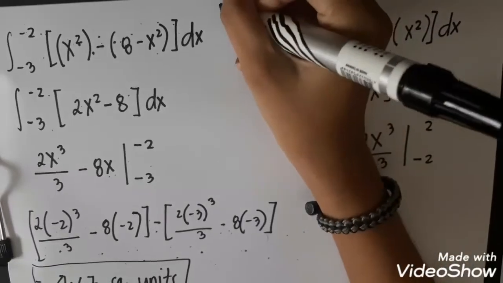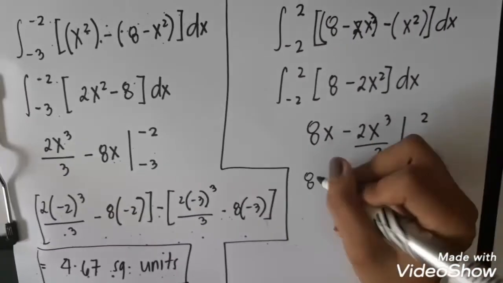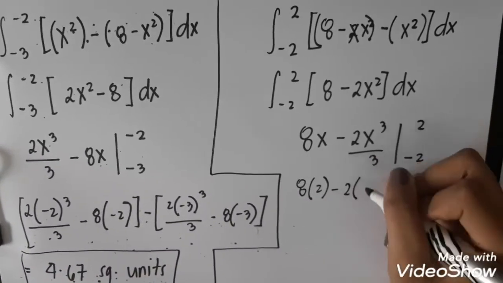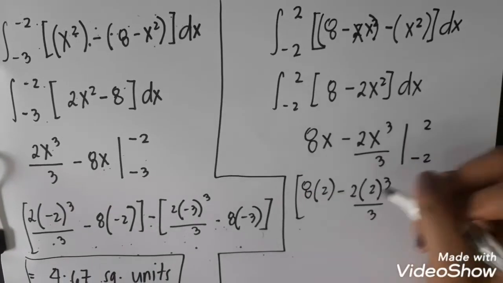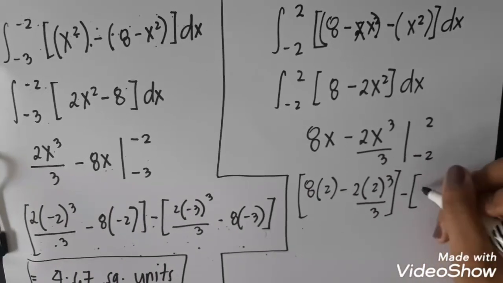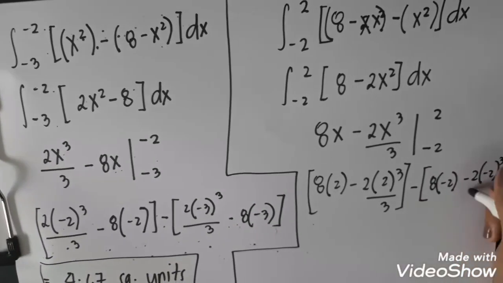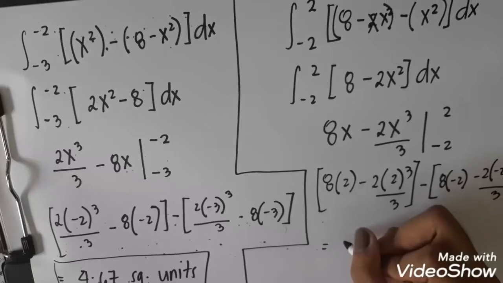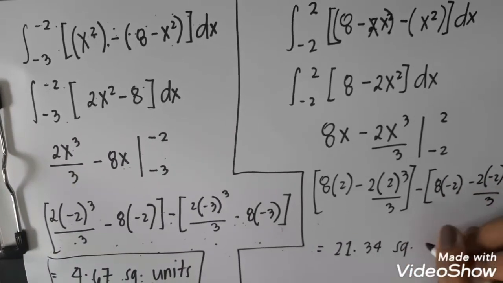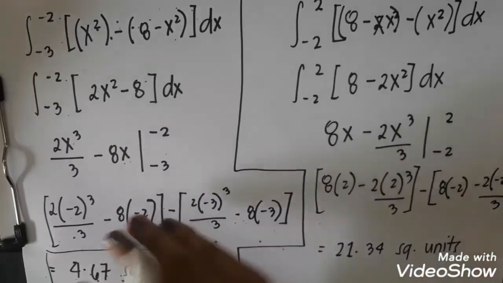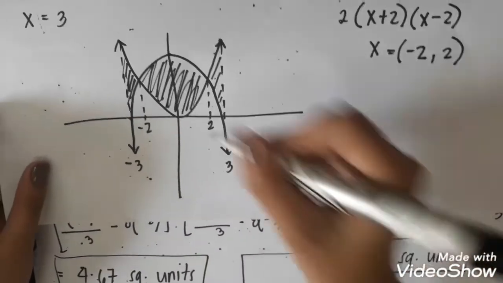So let's put numbers here. So 8 times 2 minus 2 times 2 cubed over 3, minus 8 times negative 2 minus 2 times negative 2 cubed over 3, and we'll get positive 21.34 square units. So this is the area that we're looking for in this part.